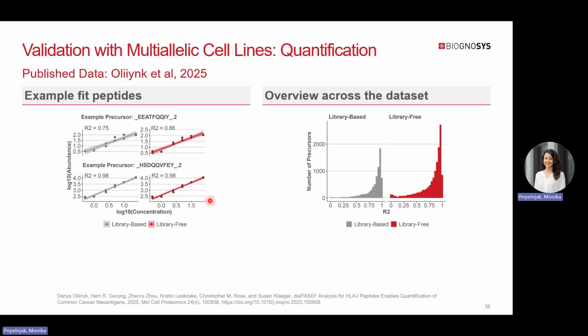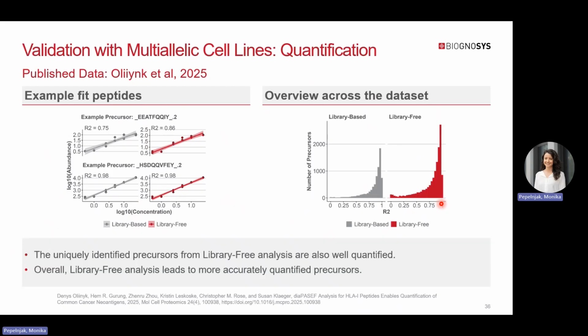We did this for all the precursors where at least 3 quantitative values, so at least 3 concentrations, were quantified, and then displayed an overall picture in this distribution. As you can see in the distribution of R squared, the majority of the precursors actually have a very good fit. And what is more, we see that we get way more precursors with a good fit for the library-free analysis. So we don't only identify more precursors in general, but the precursors that we identify in directDIA are also well quantified. So this all looked really good.